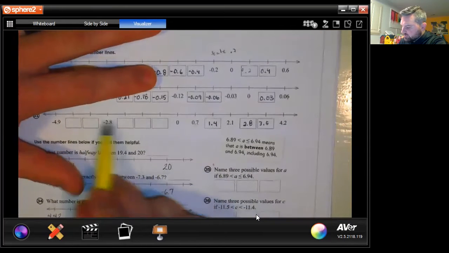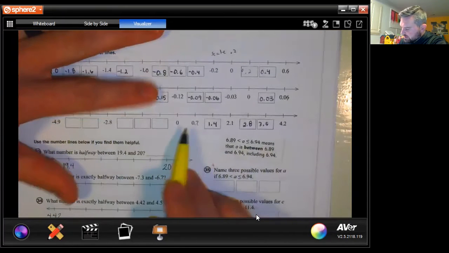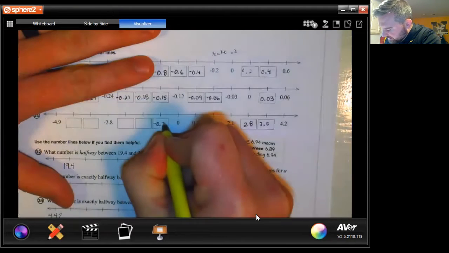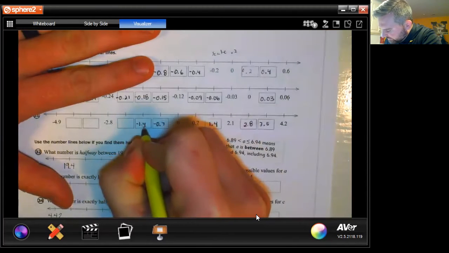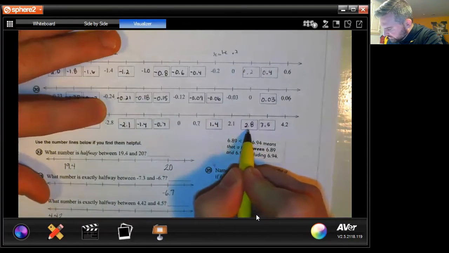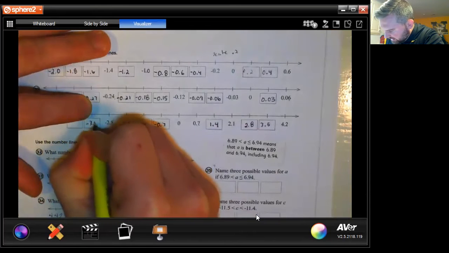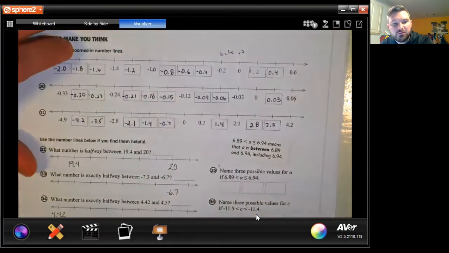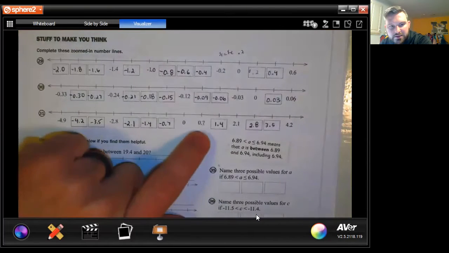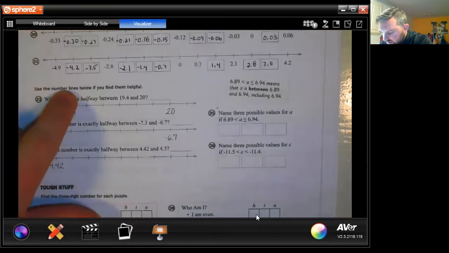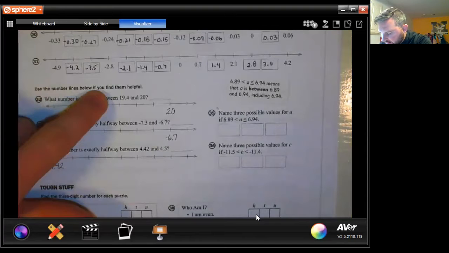Now on the opposite side, we've already done most of this, so we just need to repeat it on the other side. So you have negative 0.7, negative 1.4, negative 2.1. Just copying it over here. Negative 2.8, negative 3.5, negative 4.2, and then negative 4.9. So all of those are multiples of 0.7. Use the number lines below if you find them helpful.